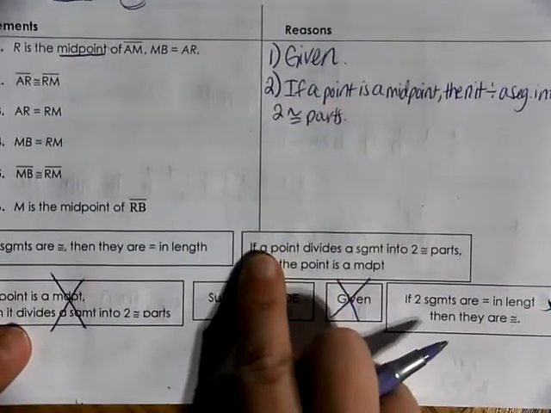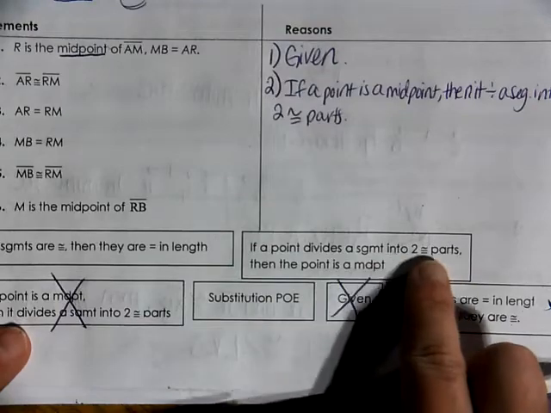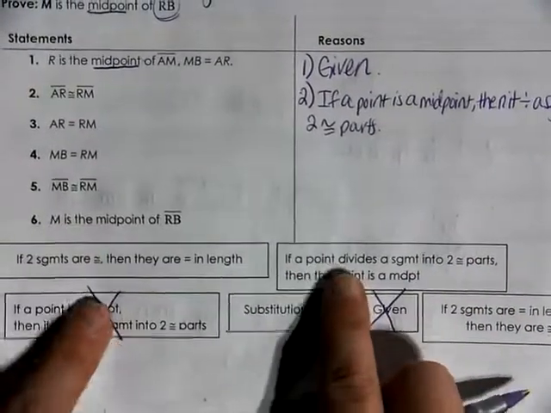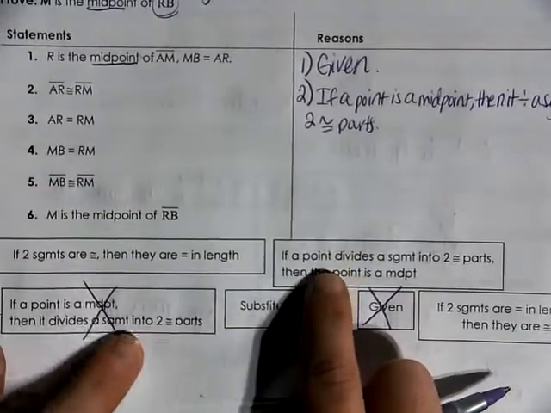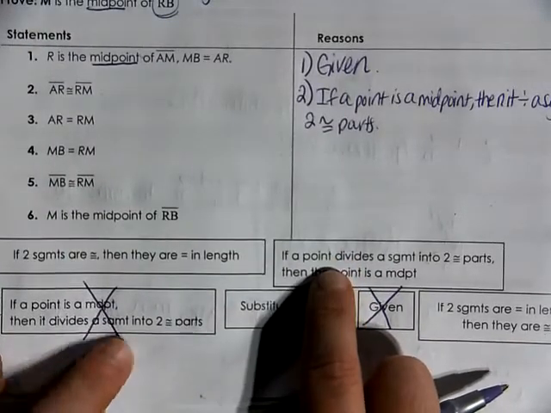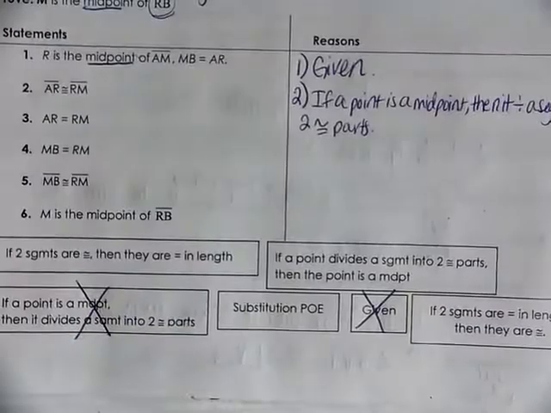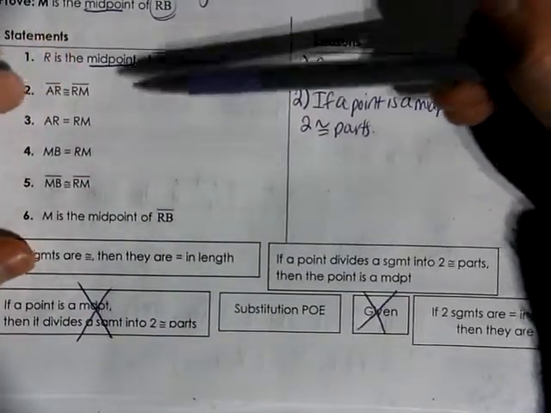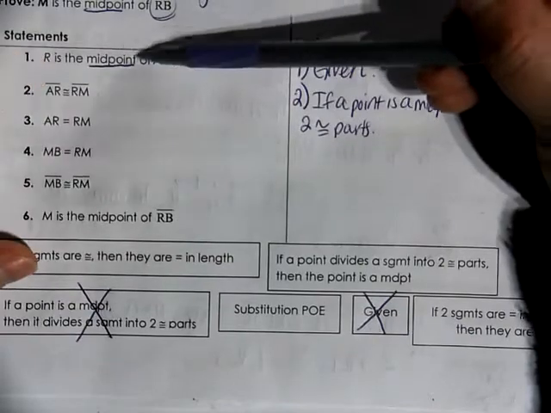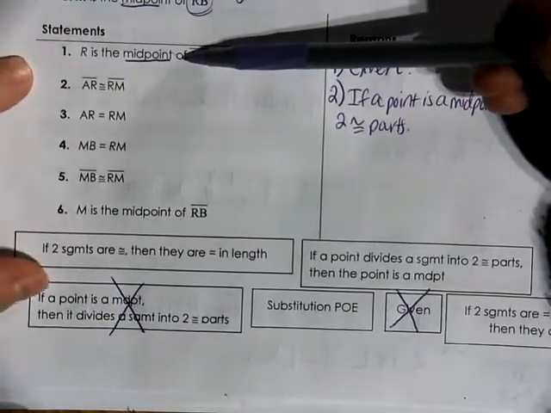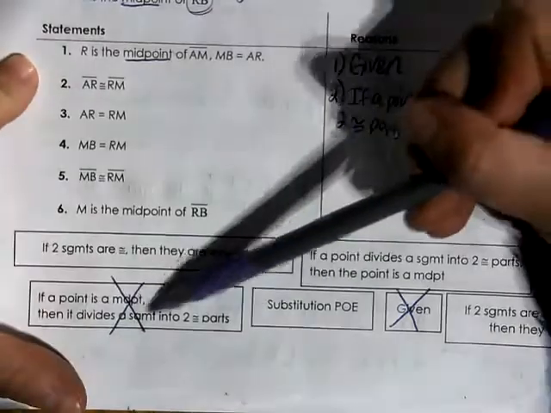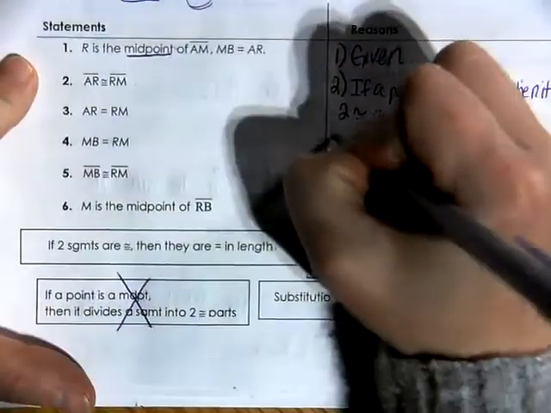Be careful. There's another one that says if a point divides a segment into two congruent parts, then it is a midpoint. That is not the same thing. They look the same, but they are a converse of each other. And to make a decision as to which one you use, it's all about what came before and what came next. Midpoint was first, so if has to have the midpoint first. What came next was two congruent parts.